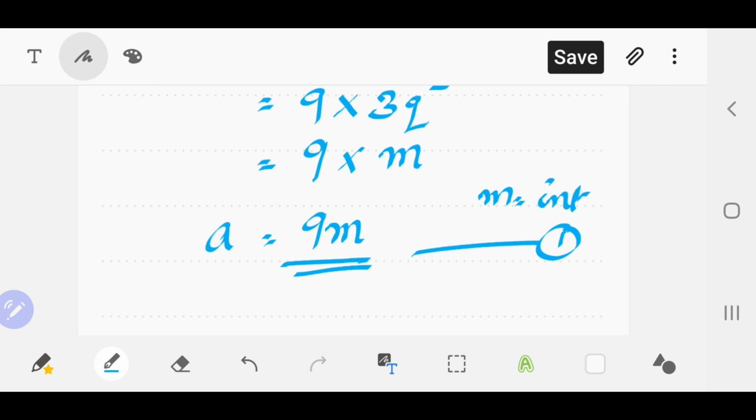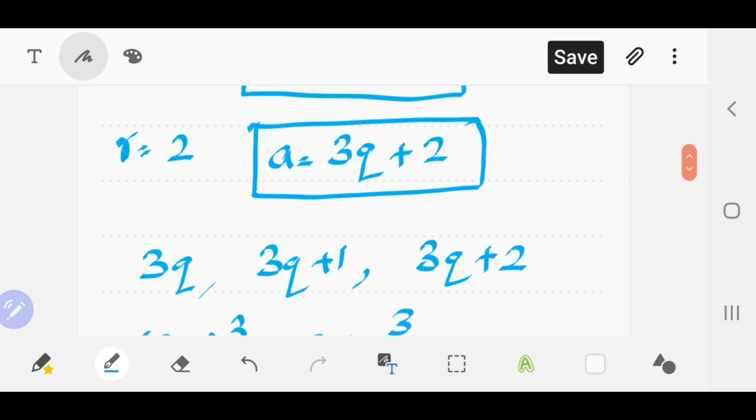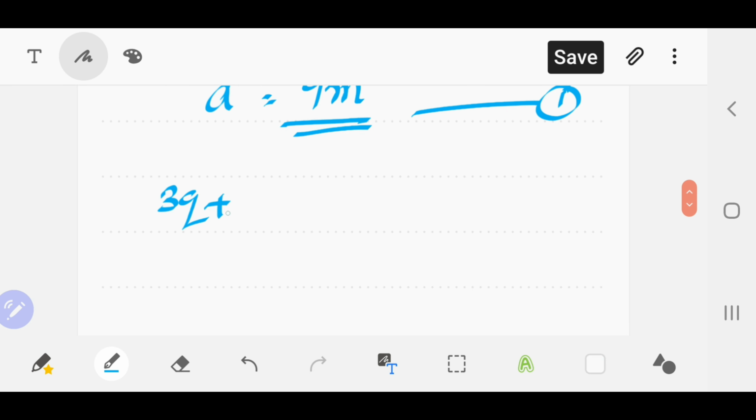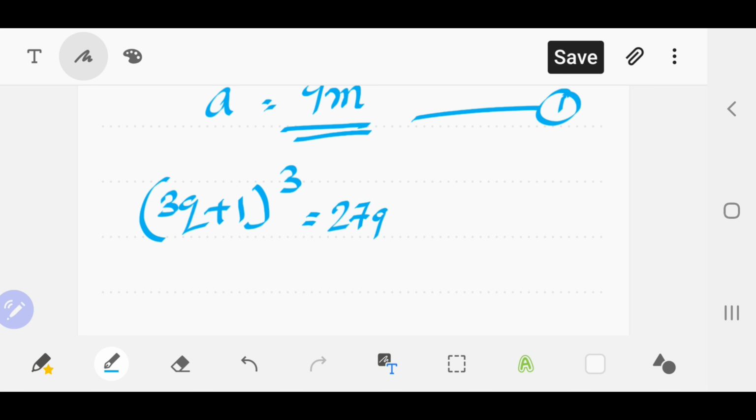So the first case we proved. Now our second number is 3q plus 1. So a is equal to 3q plus 1, and again we have to find the cube of the number. What is the cube of this one? Let us go to the identity, a plus b the whole cube. The same identity we can apply here. We get 27q cube plus 27q square plus 9q plus 1.